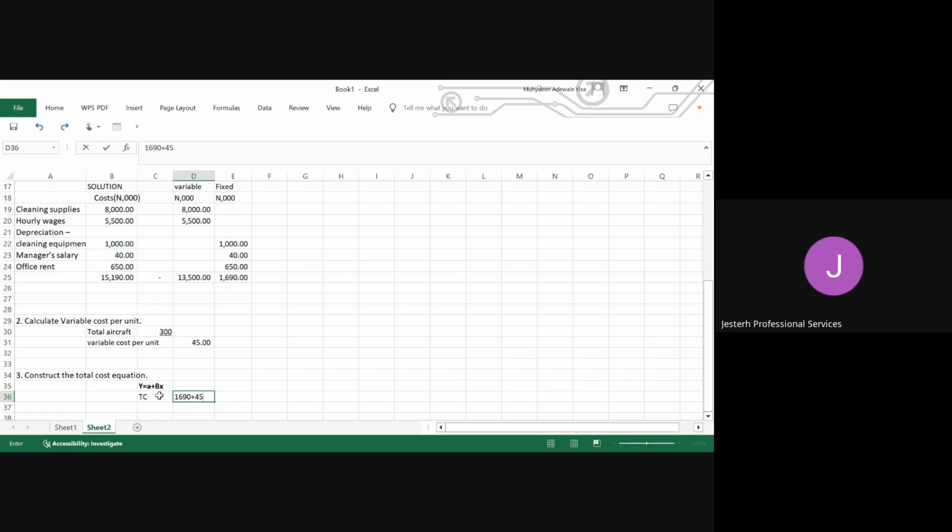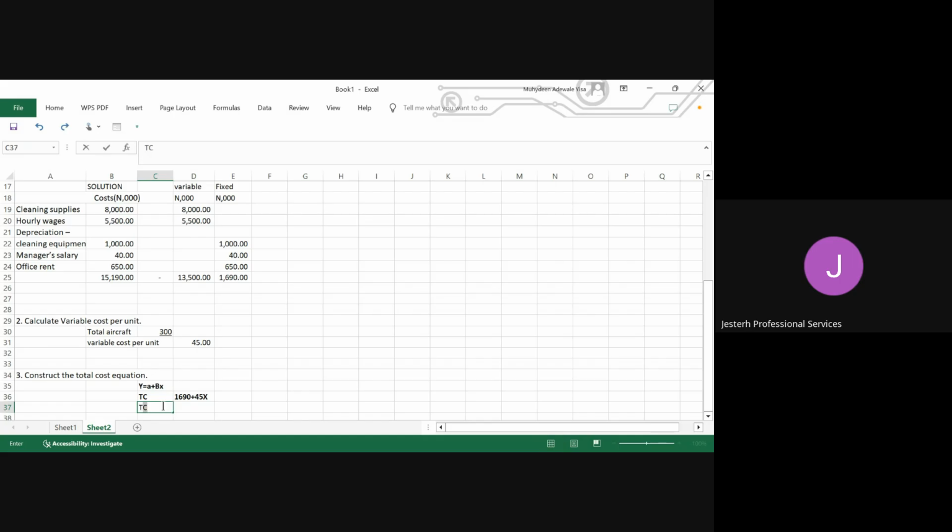Remember, this 45 naira stands for our variable cost per unit, and X is our level of activities. Maybe they want to use the cost function for forecasting or budgeting, based on the first one that we did. Now you just press X. Now we have come up with our cost function.